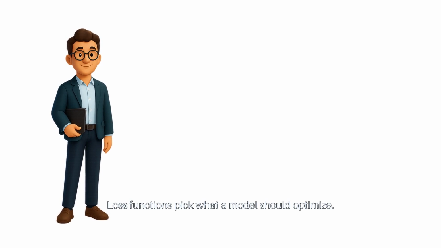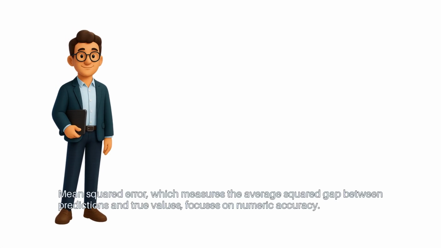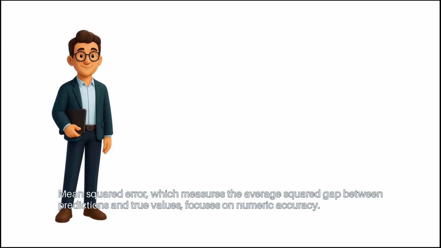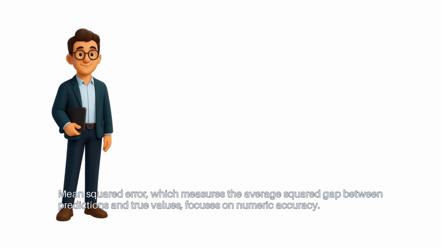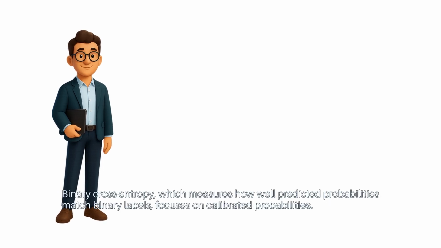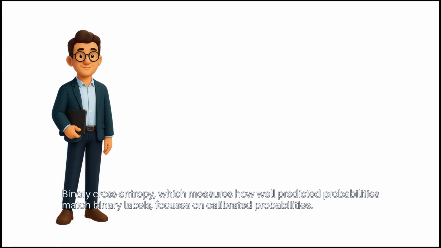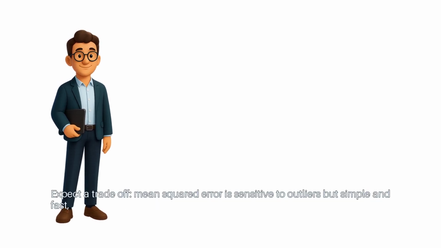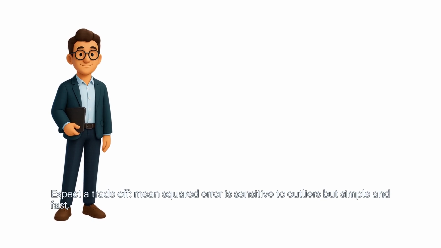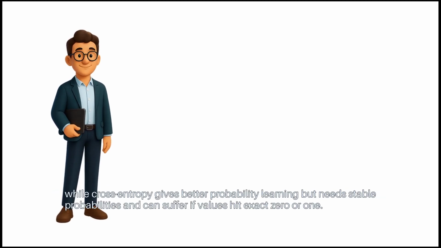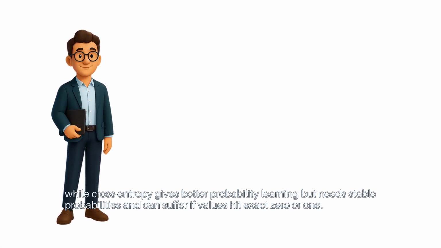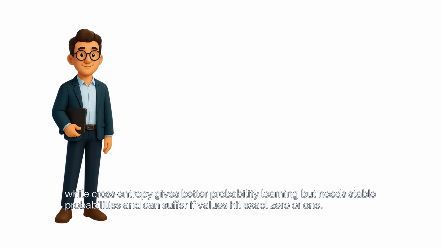Loss functions pick what a model should optimize. Mean-squared error, which measures the average squared gap between predictions and true values, focuses on numeric accuracy. Binary cross-entropy, which measures how well predicted probabilities match binary labels, focuses on calibrated probabilities. Expect a trade-off. Mean-squared error is sensitive to outliers, but simple and fast, while cross-entropy gives better probability learning, but needs stable probabilities and can suffer if values hit exact 0 or 1.